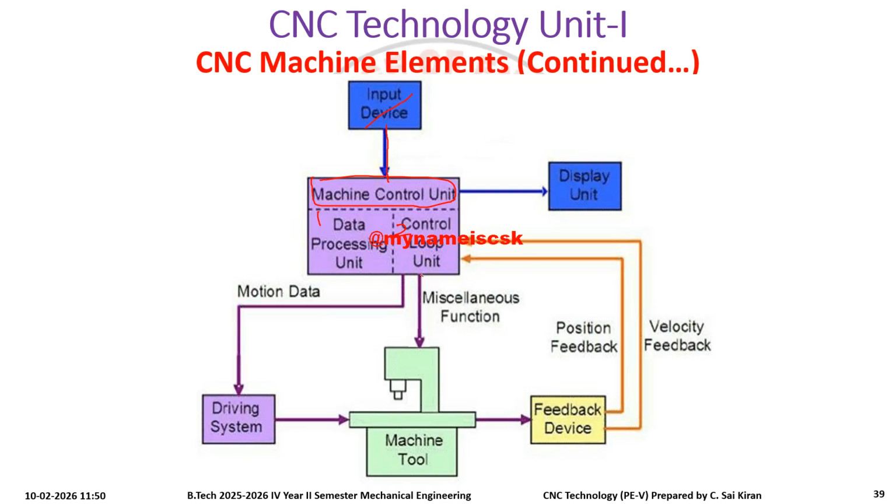Next, this control unit will again divide into two parts. If it has to give an instruction to the machine tool, it will give it to the machine tool. If it has to give an instruction to the driving system, it will convert it into two data: one is motion data and one is miscellaneous function, and this driving system will drive the machine tool. So the machine tool will take instruction from two things: one from the control loop unit and also from the driving system.